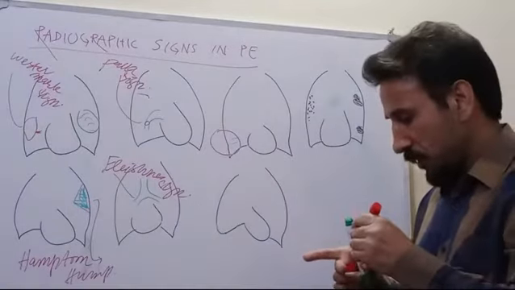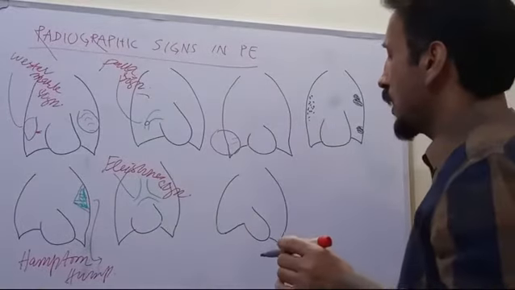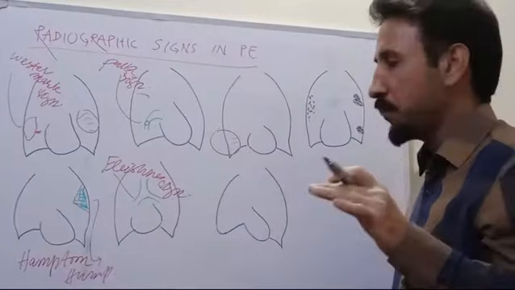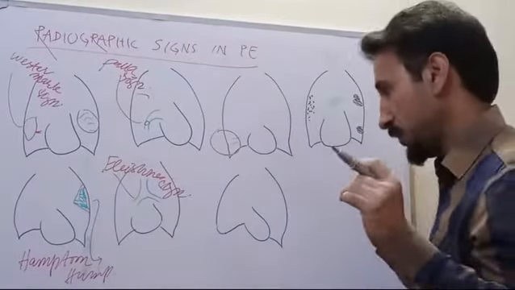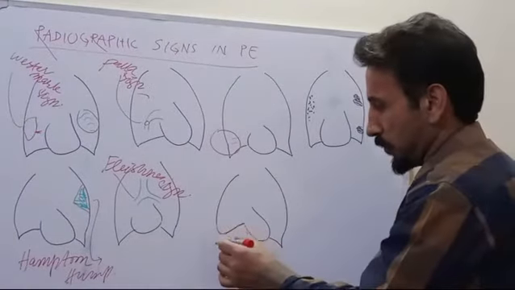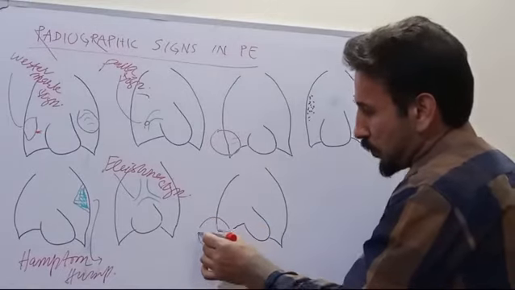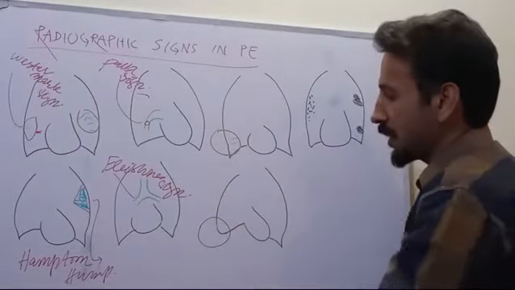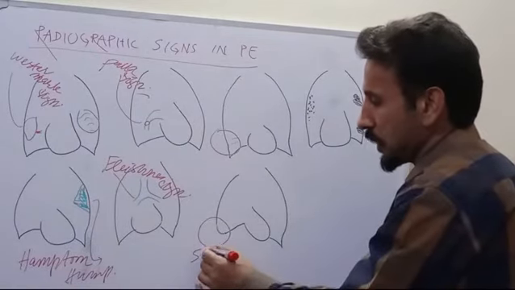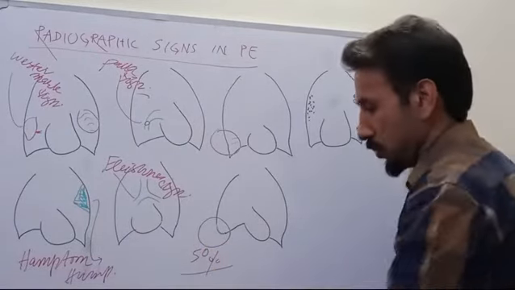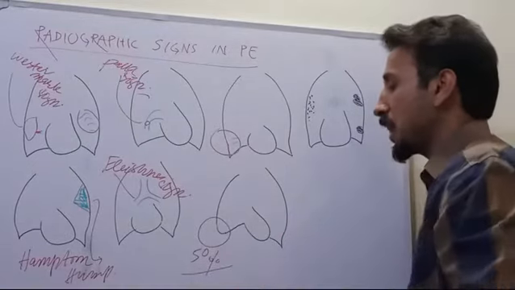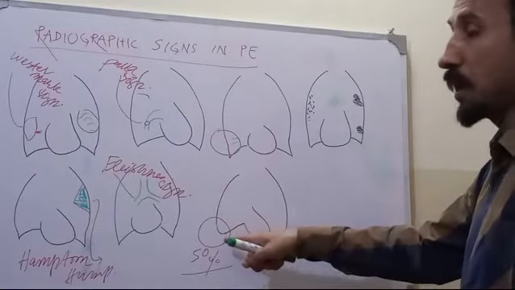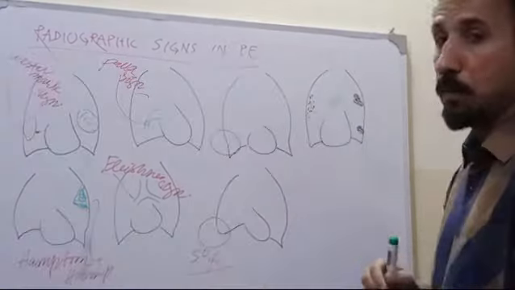The patient may have a small pleural effusion on one side or the other in pulmonary embolism, and this pleural effusion or slight blunting of the CP angle is seen in 50% of the cases of pulmonary embolism.